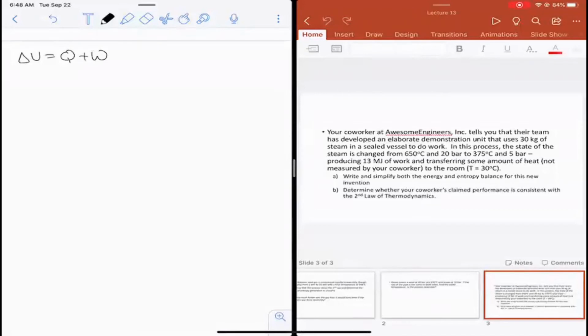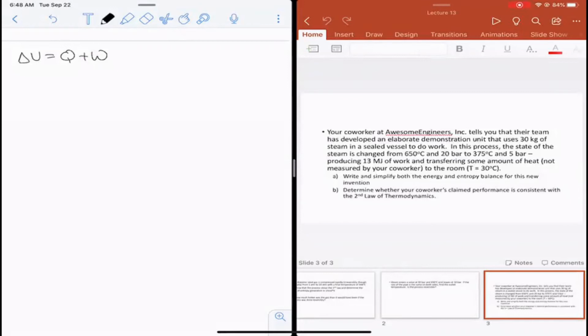And if we look at this problem, we know that the temperature is going to change, so the internal energy has to change. We know that work is done, and so the W can't go away, and we're told that some amount of heat has to leave the system. So actually, we can't simplify this at all.